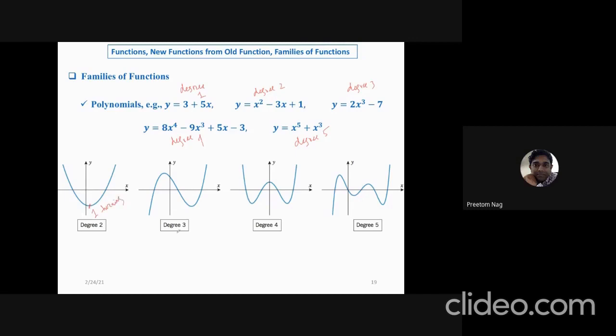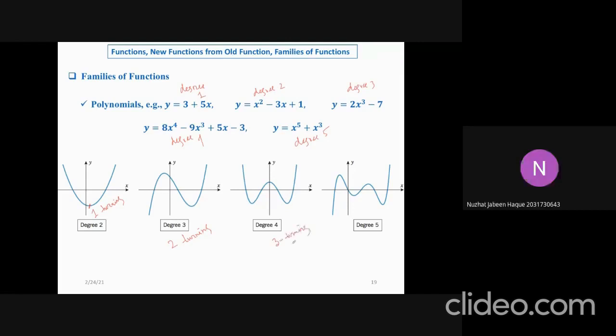If we have degree 3, there will be maximum 2 turning points. Sometimes it happens, if we change the functions a little bit, that turning points are fewer, but the maximum turning points will be 2. For the case of degree 4, the maximum turning points will be 3.